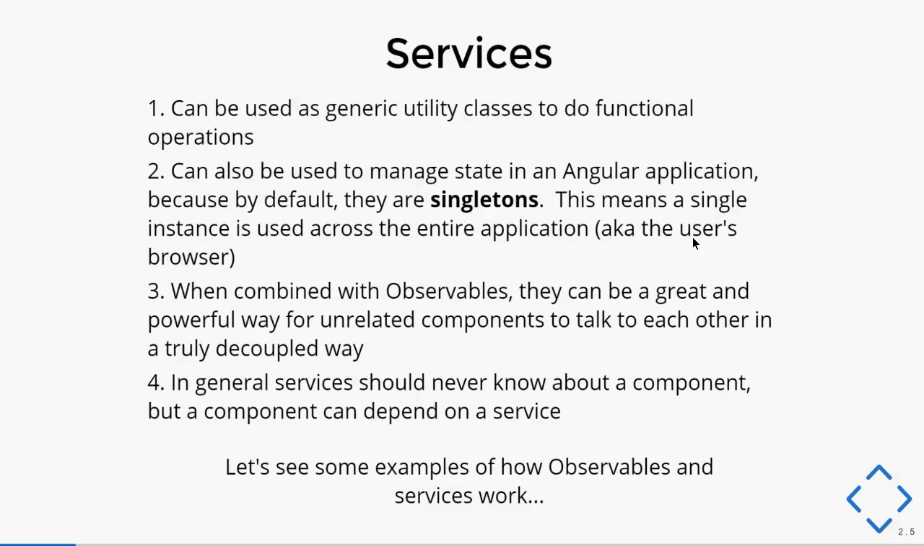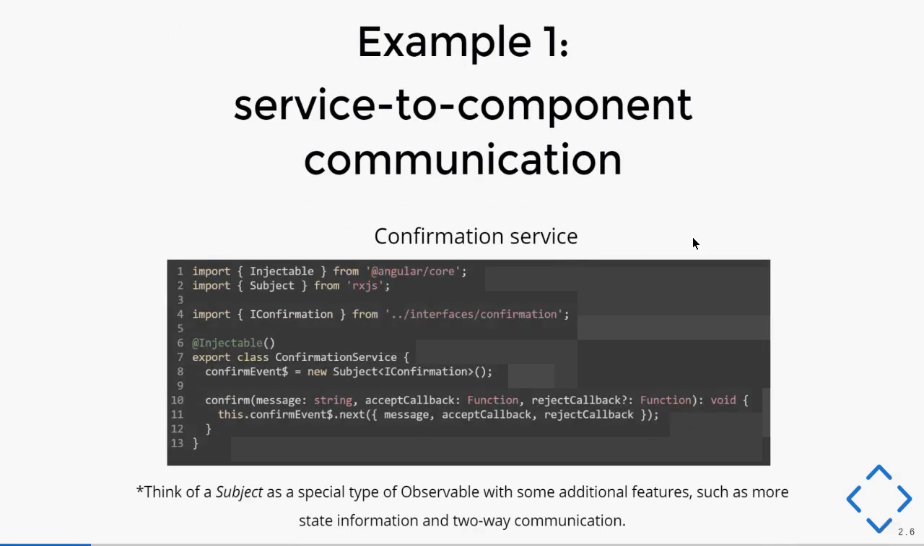So when we combine this with observables, we can have all these unrelated components talk to each other, and they don't know anything about each other. In other words, services in general should never know anything about the component. They don't directly reference the component, but the component always depends on the service. So let's see an example of how these work together when we're doing service-to-component communication.